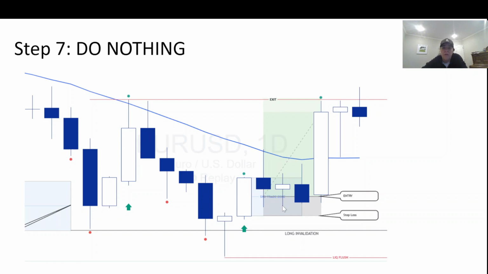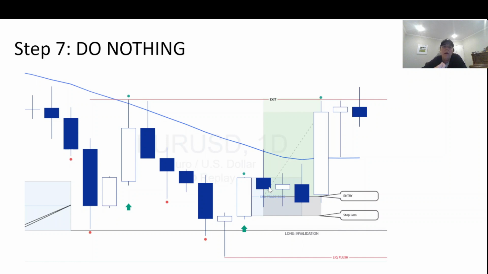Okay, the next day it wicked back there, grabbed some more liquidity, filled some more orders. The next day it went back and grabbed some more orders. And then we actually had a little bit of a gap here, and then it grabbed some more orders. We had 1, 2, 3, 4 days of this trade just wanting to grab some more orders. It's all in the same zone where our entry is.